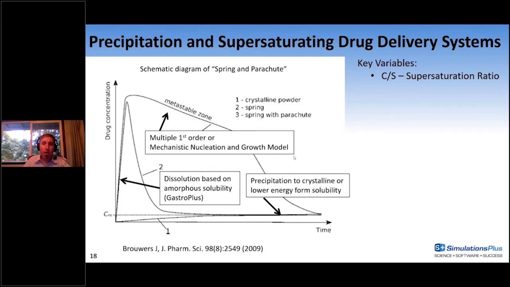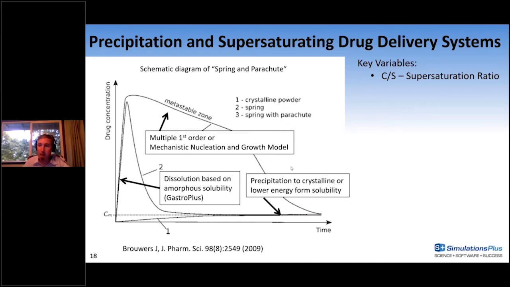We can then model the precipitation of the drug down to its crystalline solubility via first order precipitation time, or multiple first order precipitation time values, and then a mechanistic nucleation and growth model that we have built into GastroPlus and DDDPlus. After that's completed, you've precipitated down to your low energy crystalline form within GastroPlus. Of course, in DDDPlus, we don't have the two solubility model yet.